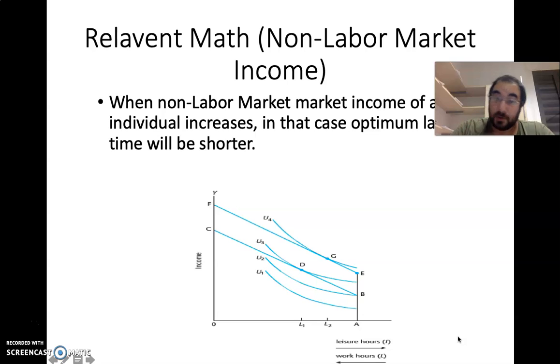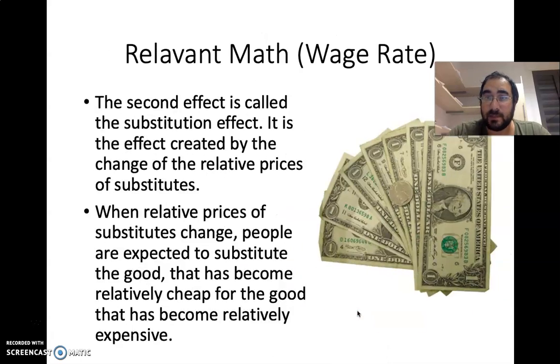Well, at first, the first question was about a case where non-labor market income has increased. When non-labor market income has increased, you have an income effect, which will decrease the labor time, but you don't have a substitution effect. So an increase in income will create a decrease in the labor time in this case.